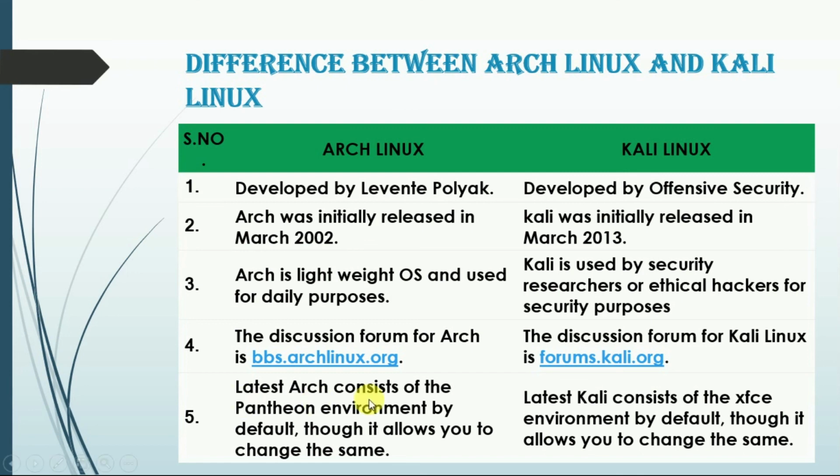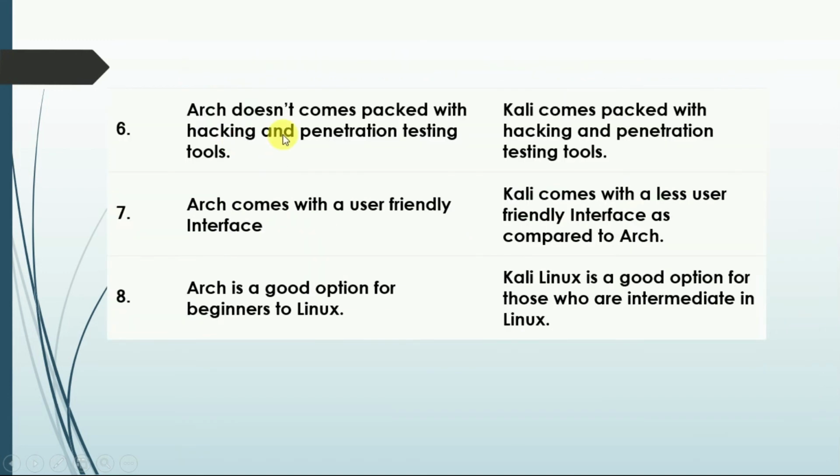Arch comes with its environment by default, though it allows you to change it. The latest Kali consists of an XFCE environment by default, though it allows you to change it. Arch doesn't come packed with hacking and penetration testing tools. As we can see, Kali comes packed with hacking and penetration tools. Arch comes with a user friendly interface. Kali comes with a less user friendly interface compared to Arch Linux. Arch Linux is a good option for beginners to Linux. Kali Linux is a good option for those who are intermediate in Linux.